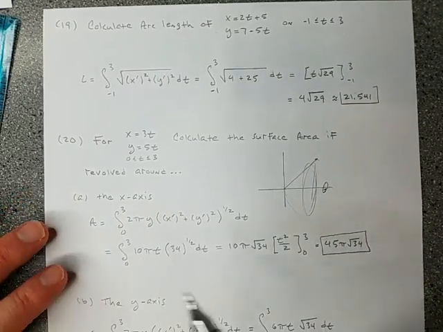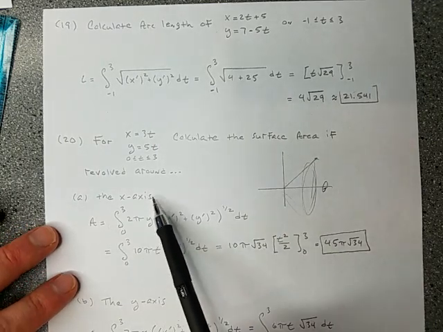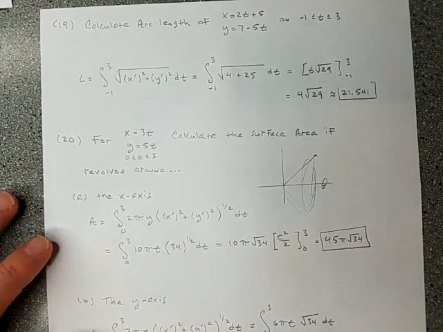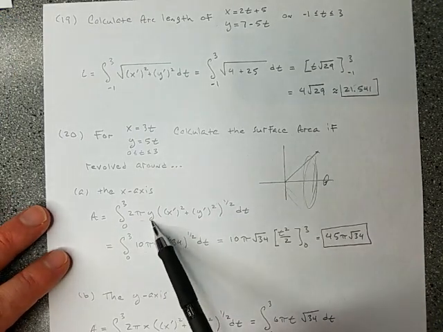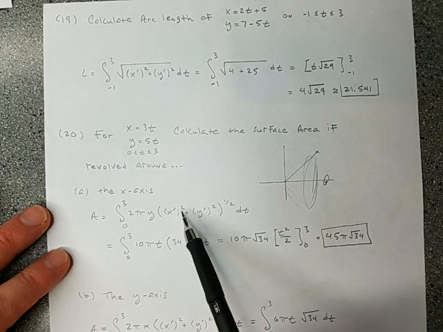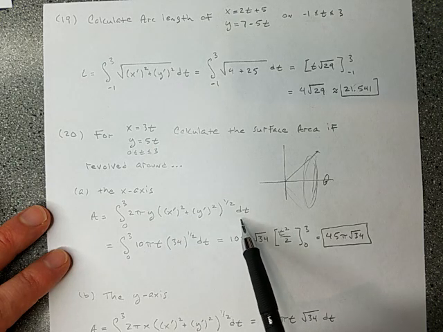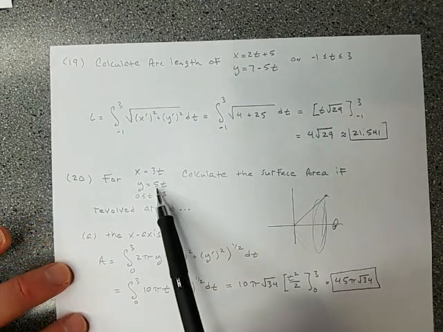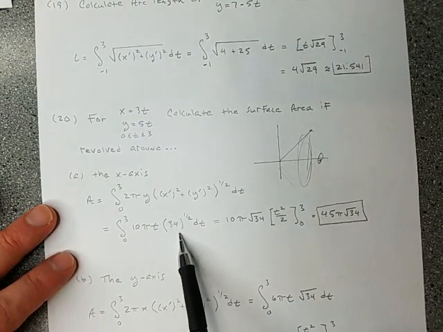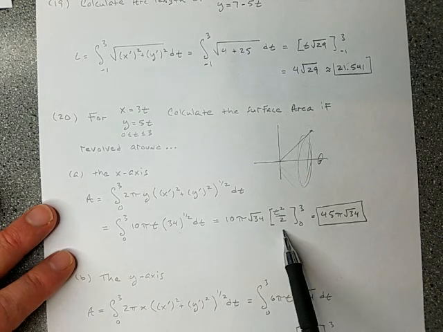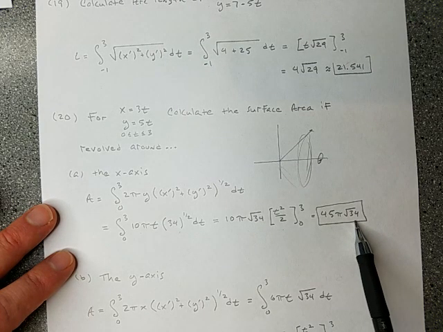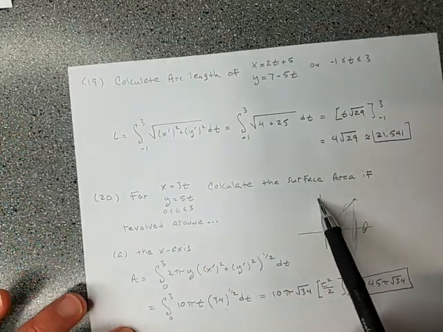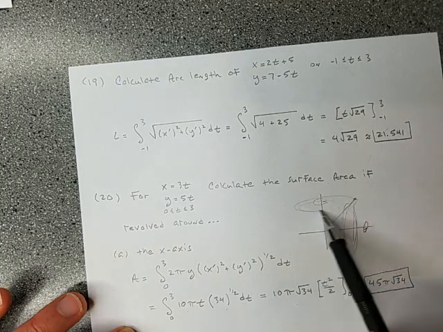Okay, so I gave the formula for each one. About the x-axis, if you rotate that way, the surface area of the resultant shape is going to be 2 pi y root x prime squared plus y prime squared. Okay? All right, 2 pi y. Y is what? 5t. So we'll get this, and that. Okay? All right, about the y-axis, if you rotate this way, okay, you get a cone like that.